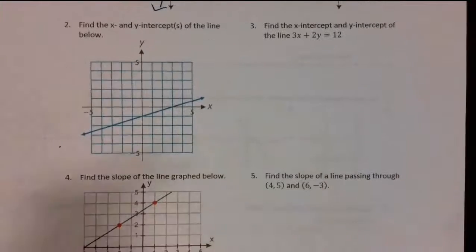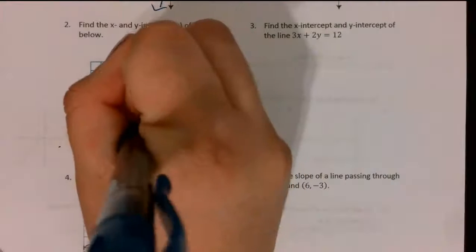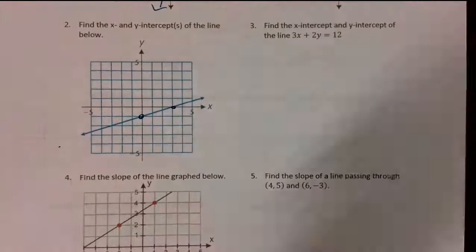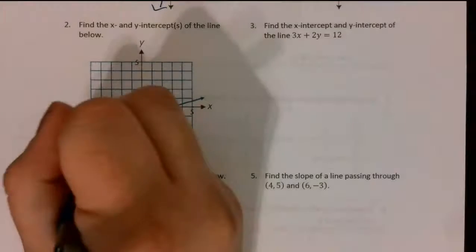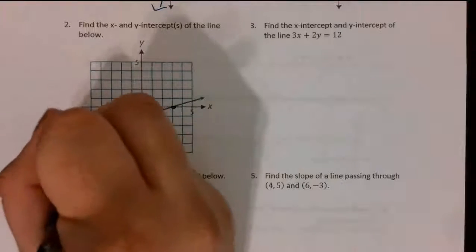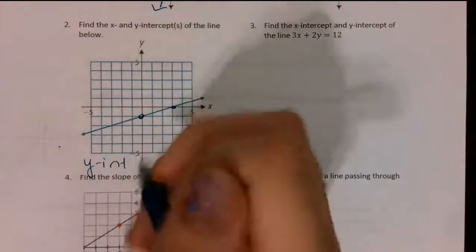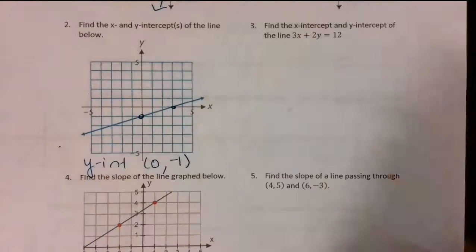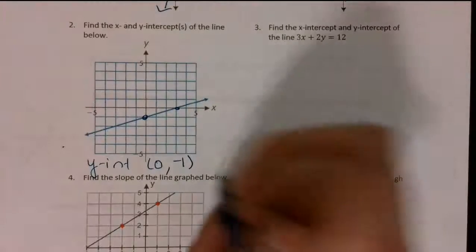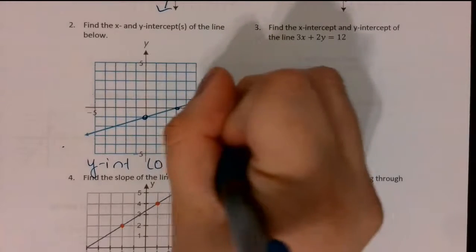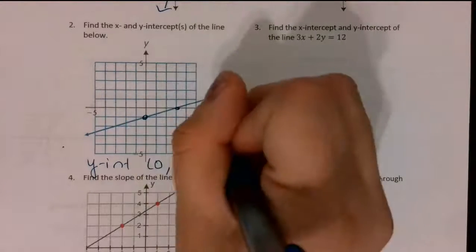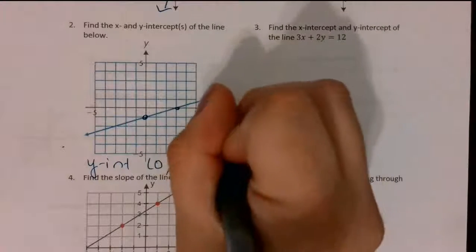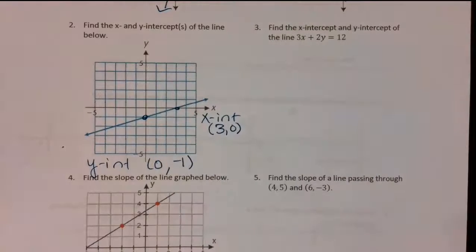Number 2 gives me a line and it wants me to find the x and y intercepts. So it's crossing here and here. On the y-axis, it's crossing at the x value is 0, and it's going down 1. For my x-intercept, it's crossing at +3, and it's not going up any, so it's at 0.